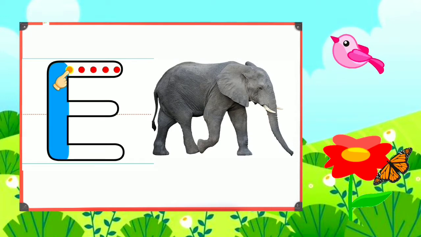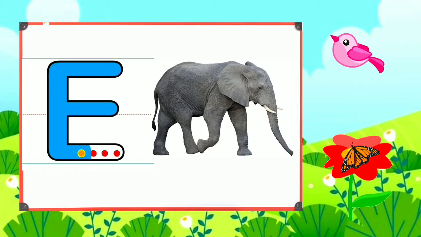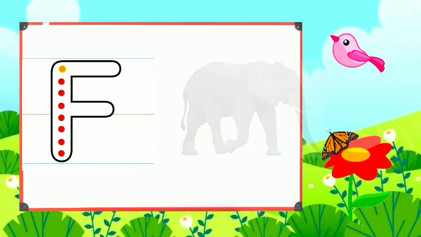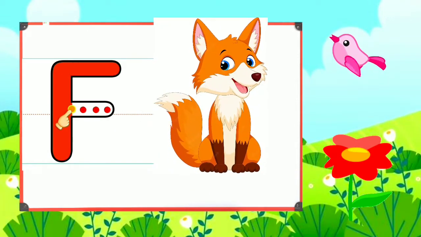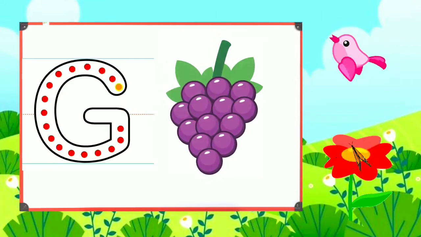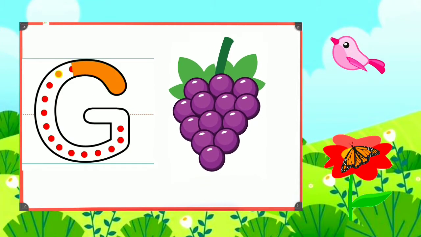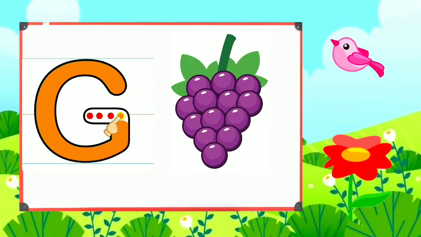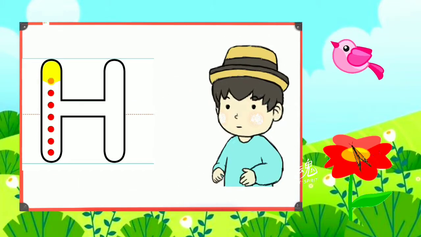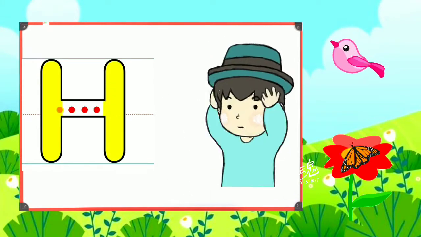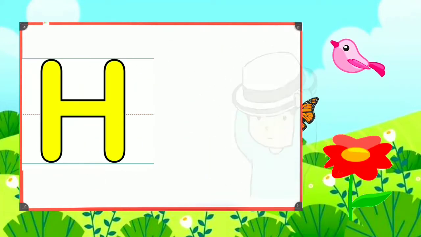E. Blue. E for elephant. F. Red. F for fox. G. G for grapes. H. H for hat.